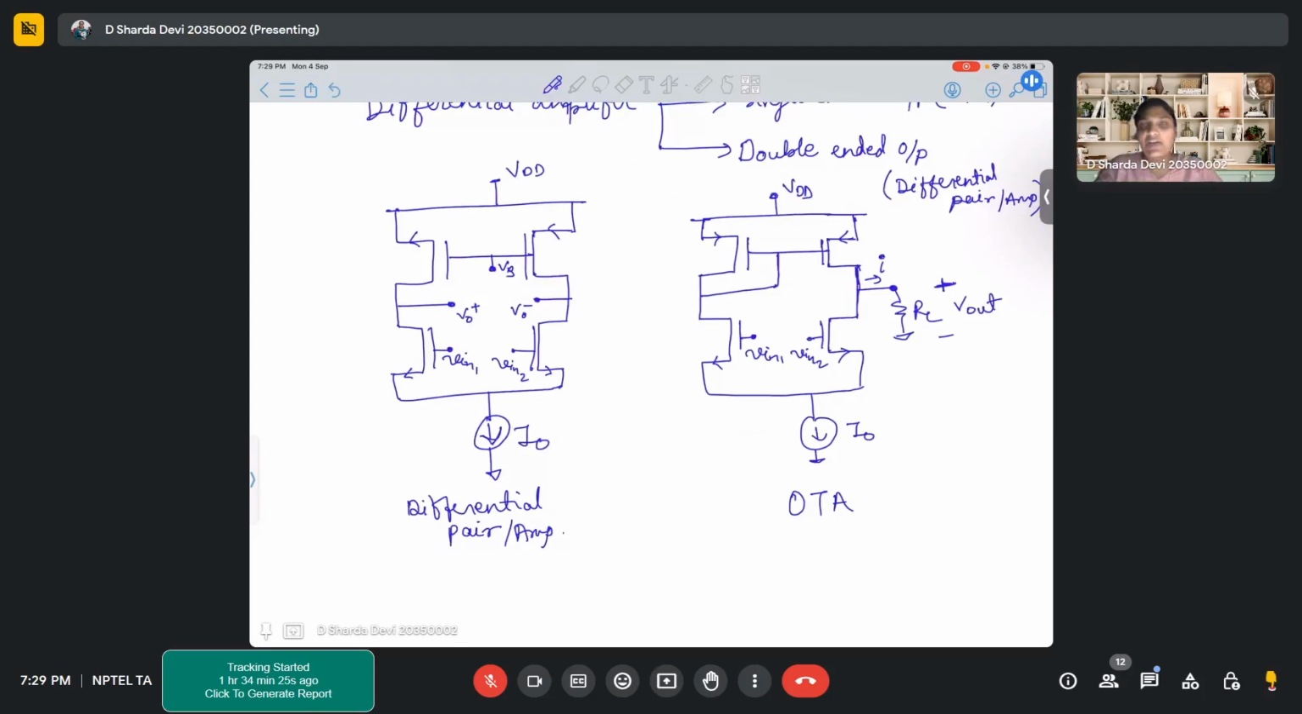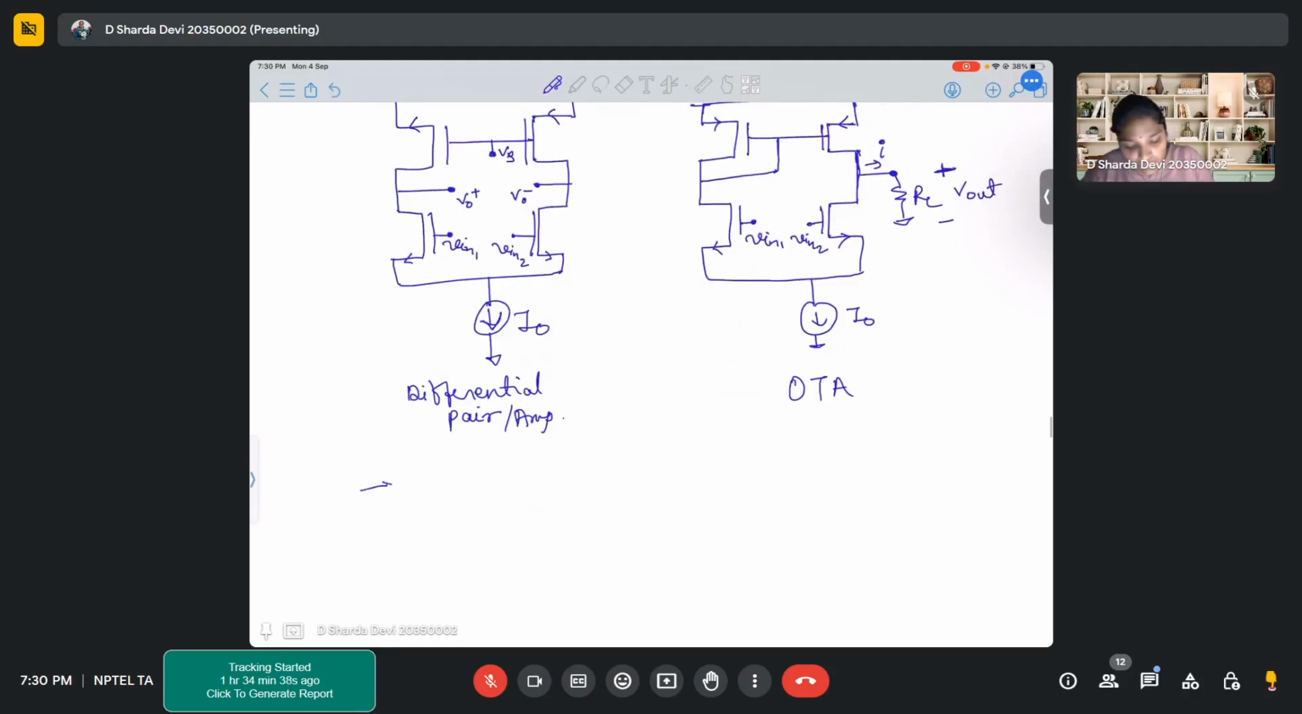Now let's understand how it works. There are two types of signals that you can give, which are common mode and differential mode. So inputs can be of two types: common mode and differential mode.